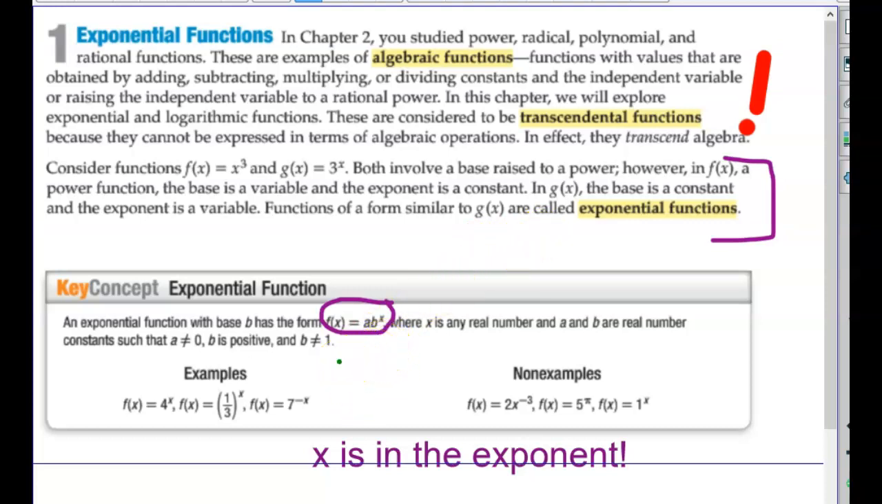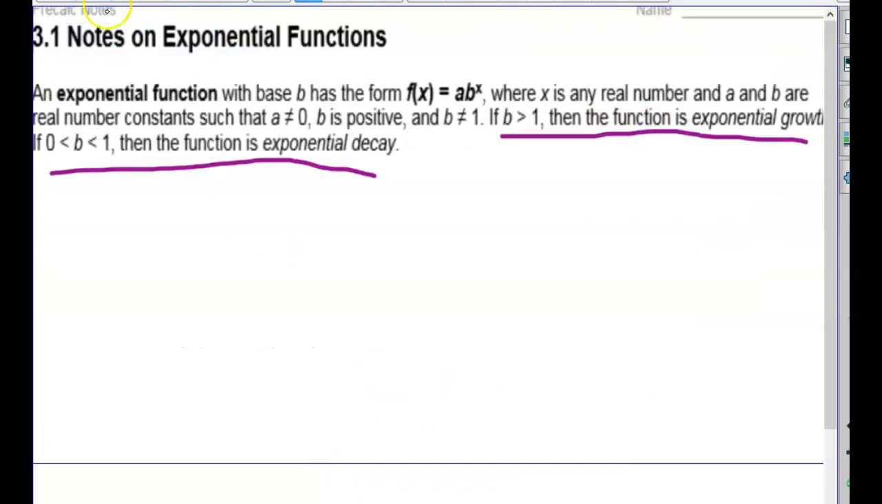exponential function is anything that is written in the form a times b to the x. Is it not up there? Worksheet 4. Okay. It means x is in the exponent, okay? Exponential function means the x is going to show up in the exponent.